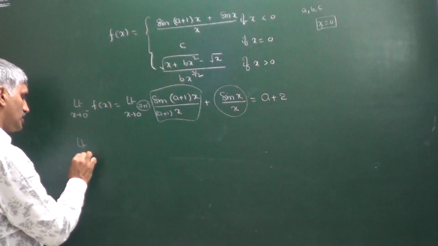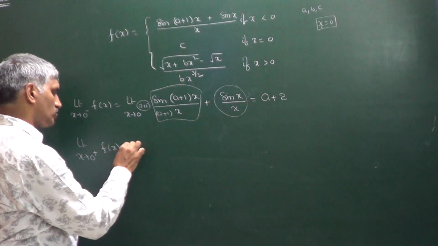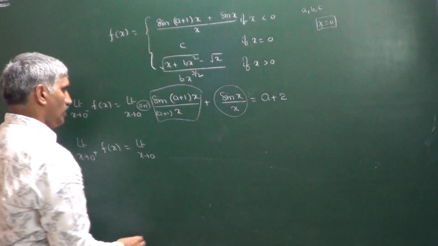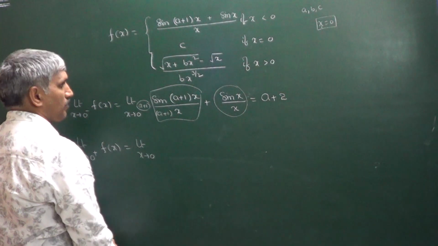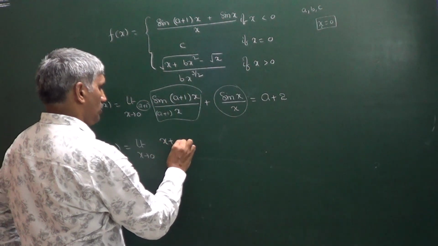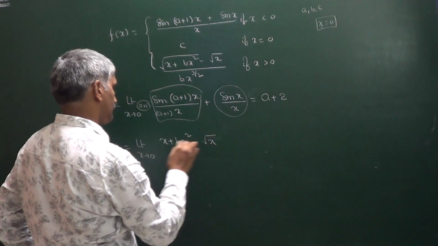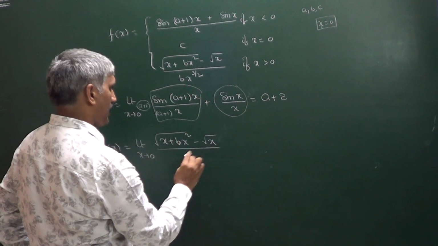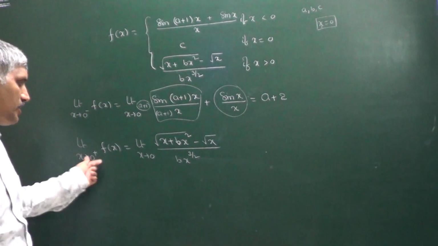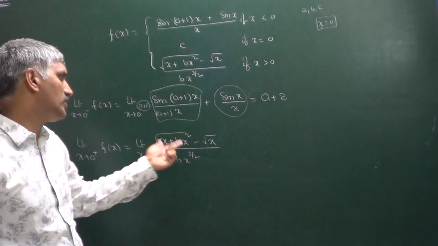Now limit x tends to 0 plus f of x. So that is equal to limit x tends to 0 of f of x. What is f of x? 0 plus case. 0 plus means greater than 0. We will write root of (x plus bx square) minus root x, divided by b into x power 3 by 2. Here it is 0 plus, but here I am not writing 0 plus. The reason is that I considered the function for the greater than 0 case.